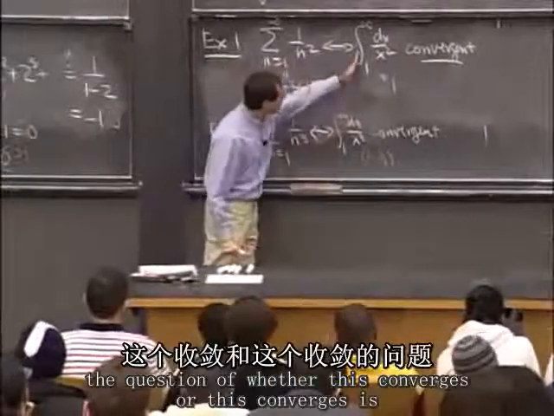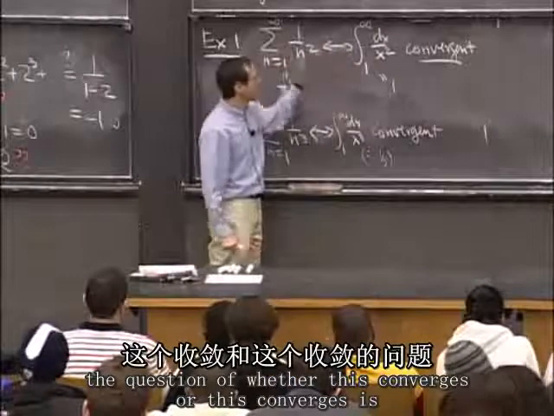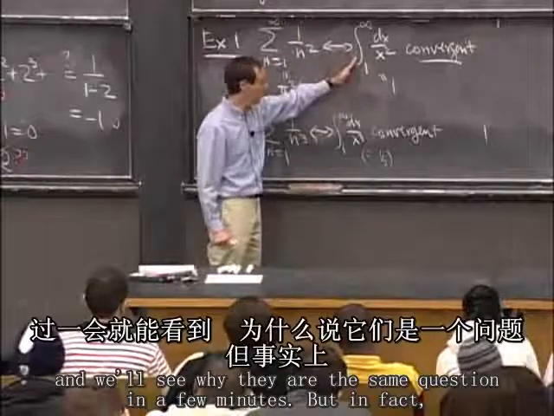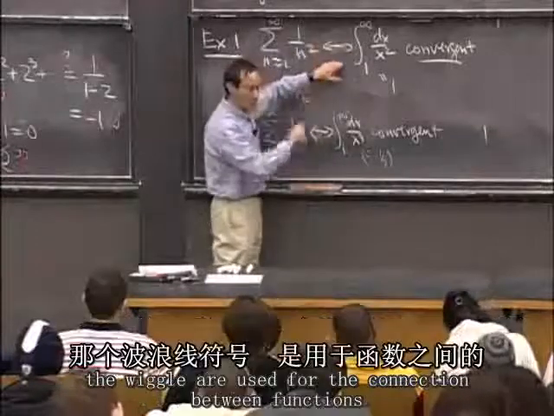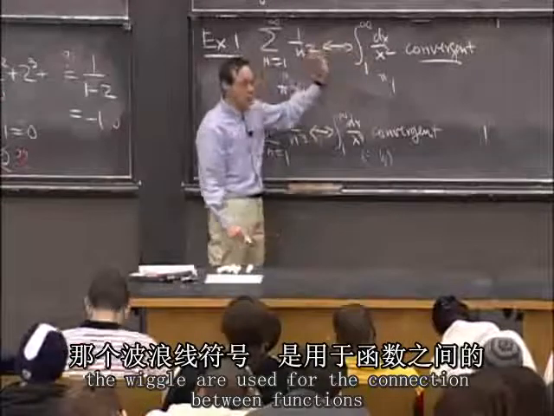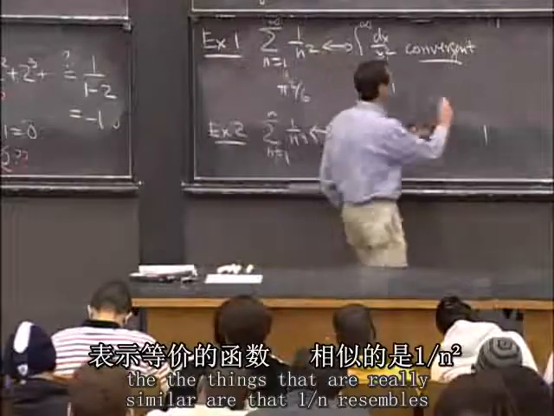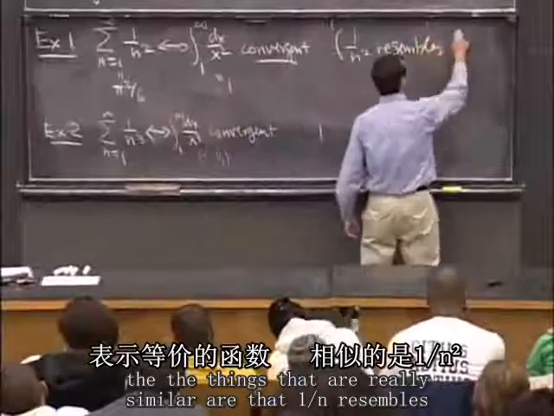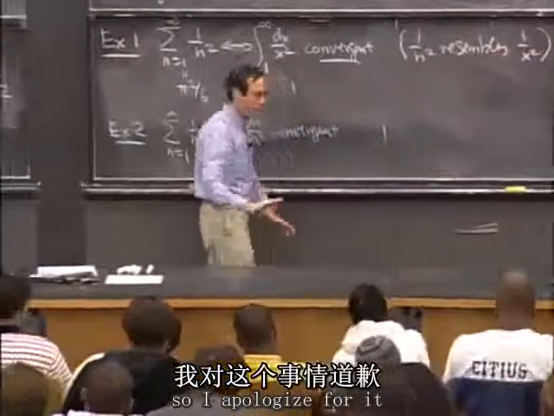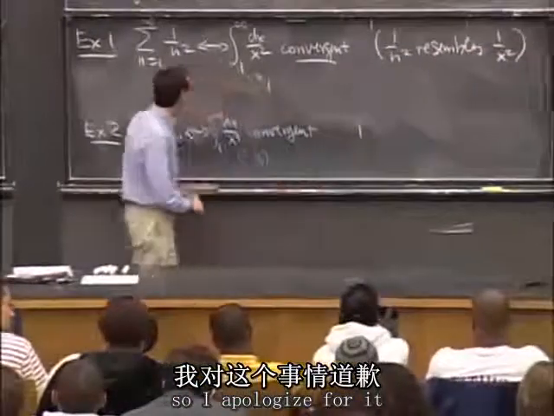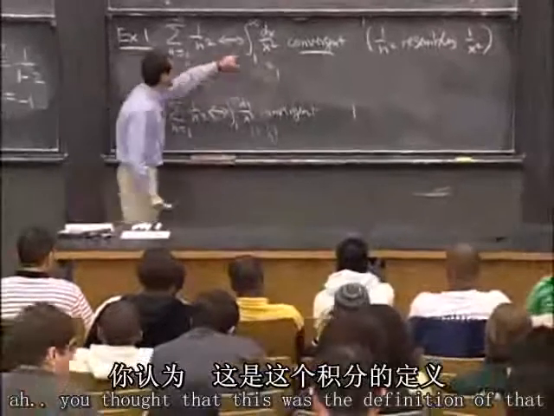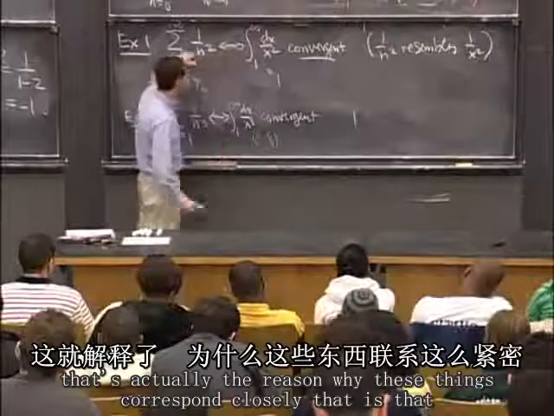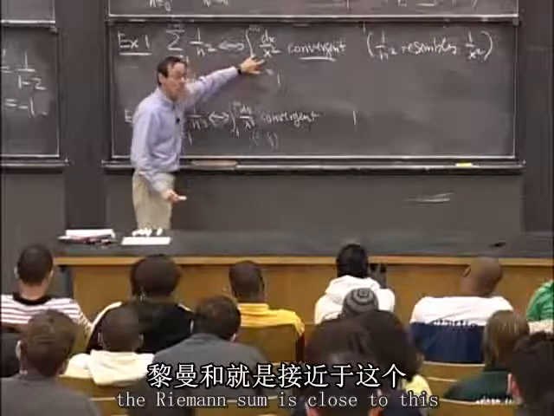The question of whether this converges or this converges, these are the same type of question. And we'll see why they're the same question in a few minutes. But in fact, the wiggle I used, similar, I used for the connection between functions. The things that are really similar are that 1 over n resembles 1 over x squared. So I apologize. You thought that this was the definition of that. That's actually the reason why these things correspond so closely. That is, the Riemann sum is close to this. But that doesn't mean they're equal.